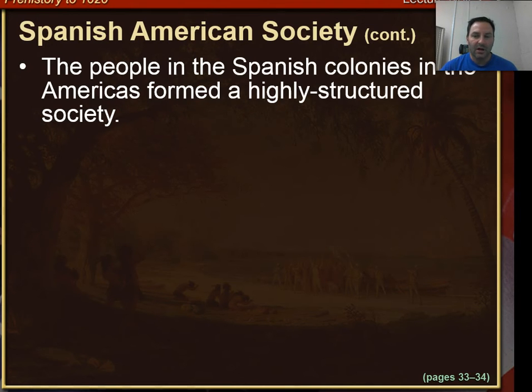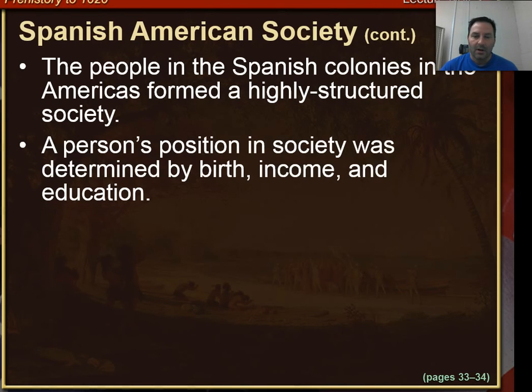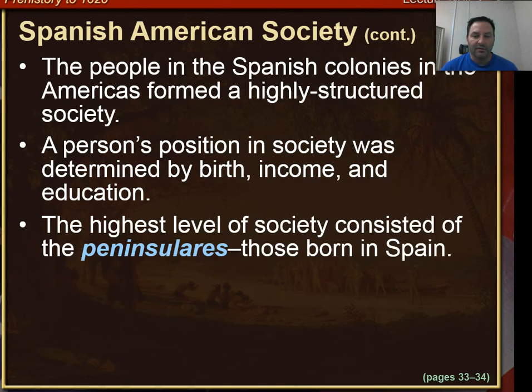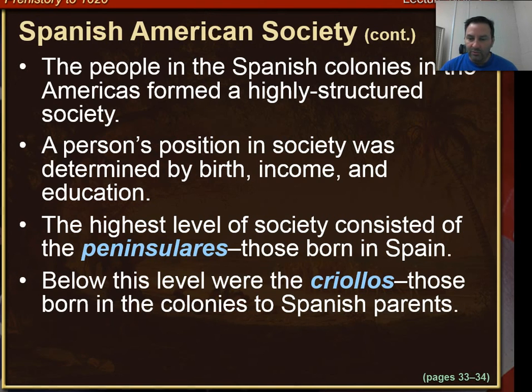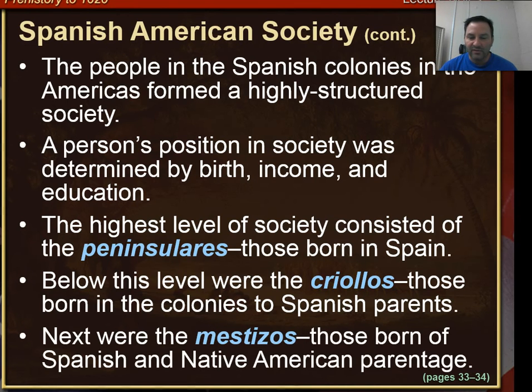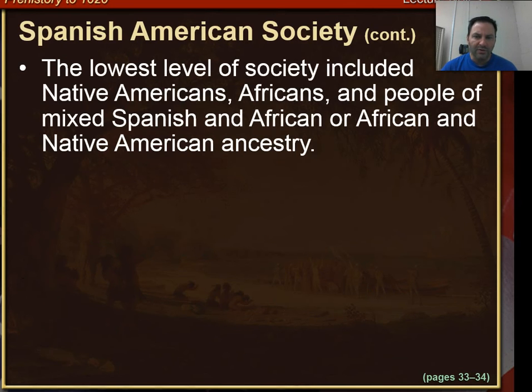The people in the Spanish colonies in the Americas formed a highly structured society. A person's position in society was determined by birth, income, and education. So the highest level of society under Spanish rule consisted of the peninsulars, those born in Spain. Below this level were the criollos, those born in the colonies to Spanish parents. And then next were the mestizos, those born of Spanish and Native American heritage. The lowest level of society included Native Americans, Africans, and the people of mixed Spanish and African or African and Native American ancestry.